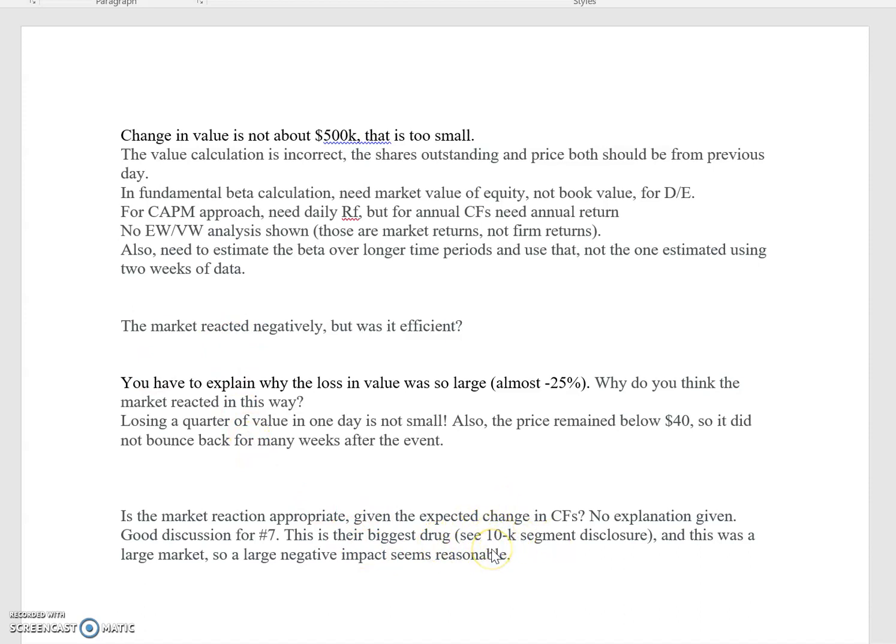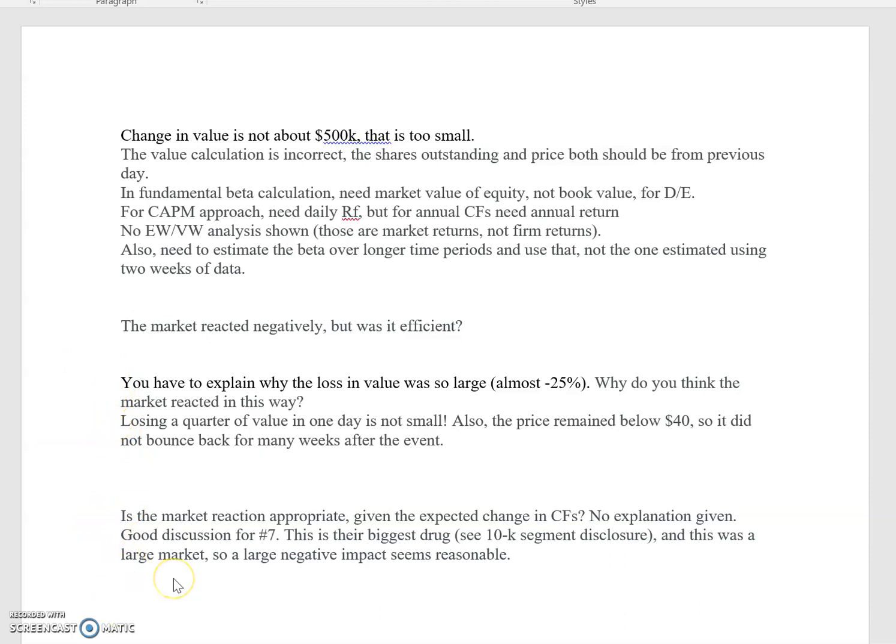One group actually made this connection, and they also showed that, hey, this GI disease is a very large market. So this is a drug that they already have, but they are just trying to get the FDA approval for a new usage. So it's a new usage for an already existing drug. Okay, and the potential market is pretty big, and this is their biggest drug. So it's not a surprise to see that the market reaction was pretty large.